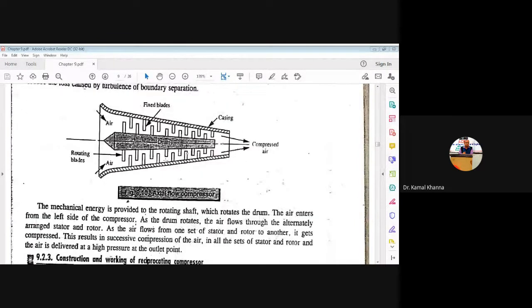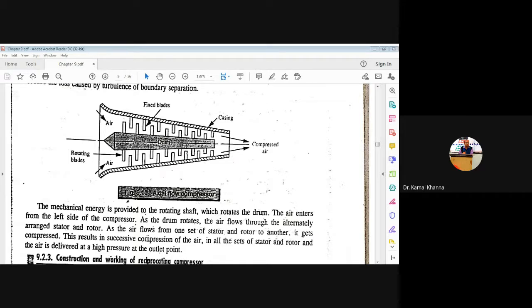As soon as the drum starts rotating, it will start sucking air from the atmosphere, converting mechanical energy. That mechanical energy is provided to the shaft through which the drum rotates. Initially, we are supplying electrical energy to the drum, and the drum receives electrical energy, but as soon as it is rotating, the same is converted into mechanical energy. That mechanical energy is just being provided to the rotating shaft, or we can say it rotates the drum.